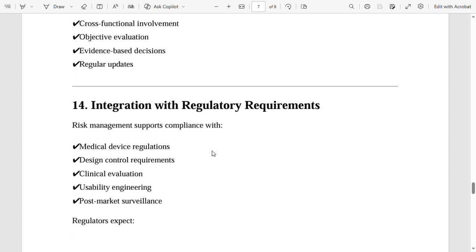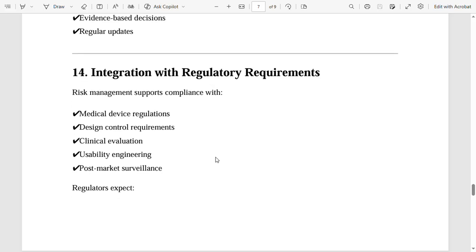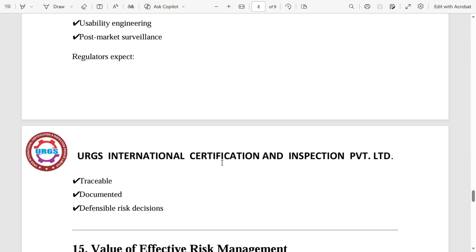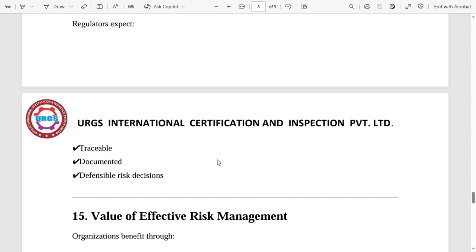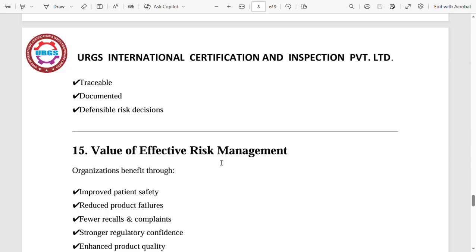14th, integration with regulatory requirements. Risk management supports compliance with medical device regulations, design control requirements, clinical evaluation, usability engineering, post-market surveillance. Regulators expect traceable, documented, defensible risk decisions.